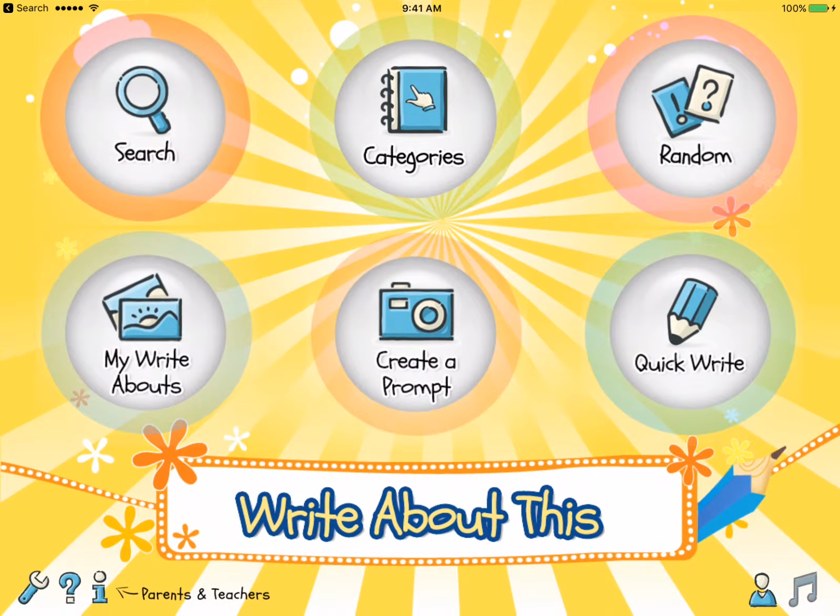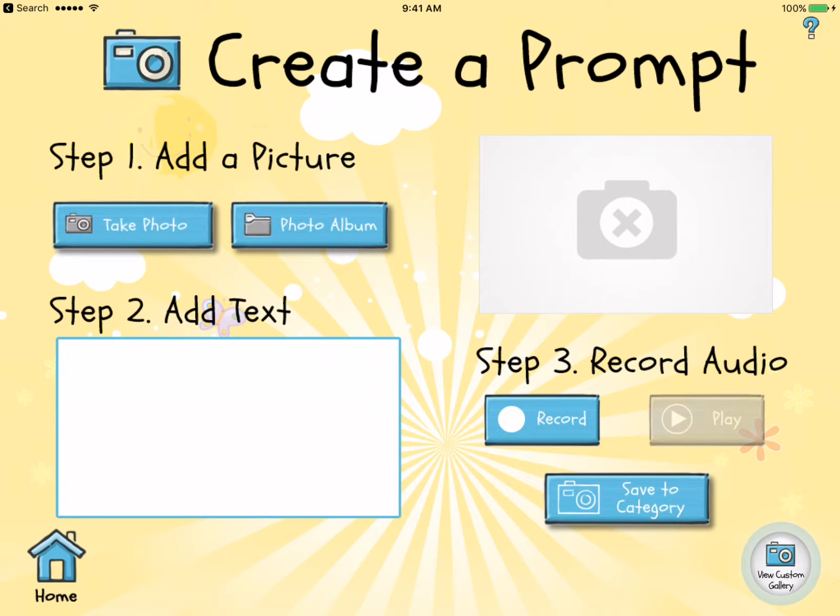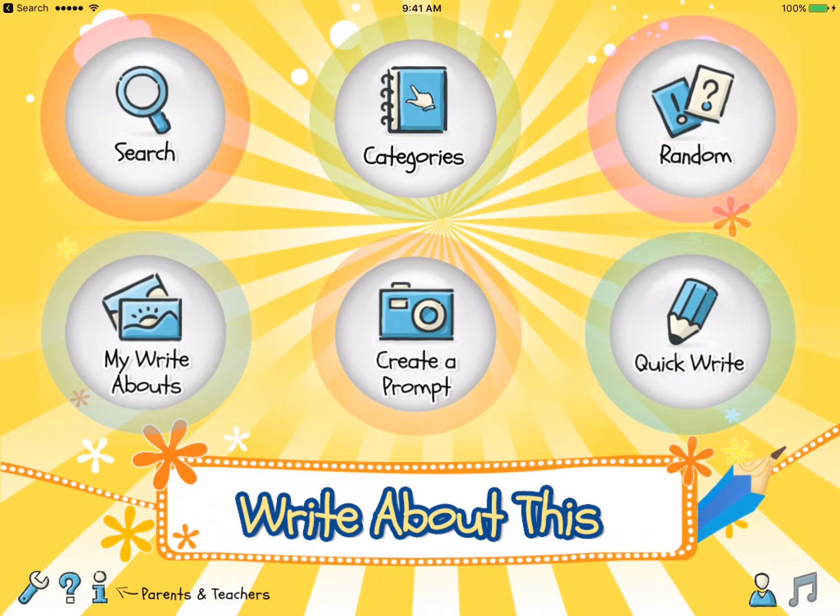If I go back to the home, you can see that you have two more: create a prompt and write abouts. Create a prompt is something that I will be using with you when I have a prompt that I want you to add in. So you'll take a picture, you'll add the text, and then you will continue. We're not going to use that today, but I am going to show you how to find your other write-abouts.